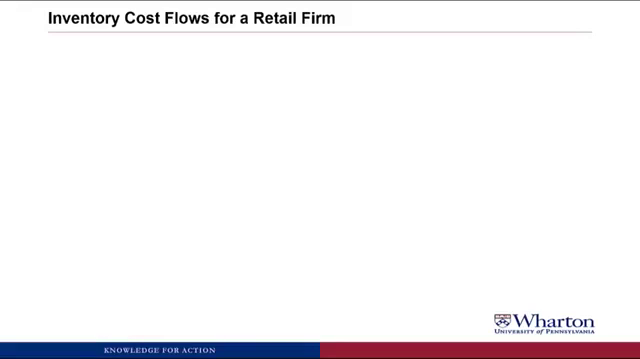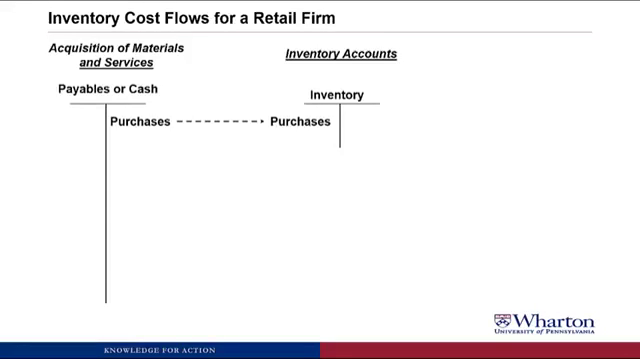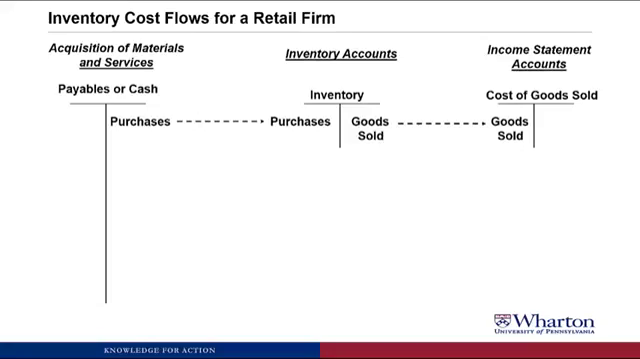Let's start by reviewing the accounting for inventory for a retail firm, which is what we saw in the Relic Spotter case. The first step for a retail firm is they go out and buy inventory. So we would debit inventory to increase it, and then either credit cash or accounts payable, depending on how they acquired the inventory. When they sell the inventory, we take the cost of the goods sold out of inventory, and we debit a cost of goods sold expense, which will appear on the income statement. These are what we call product costs in the earlier videos.